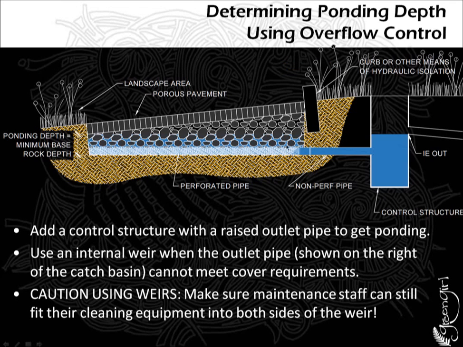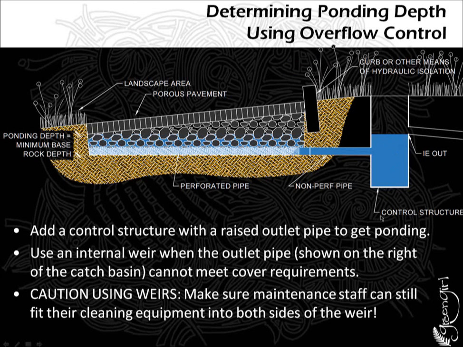We can have a control structure with this pipe here, or we might have a control structure with a weir. If I put this structure uphill, I've got enough cover on my perforated pipe, and I've got enough cover on my non-perf pipe that's overflowing out here because I happen to be uphill. I've got this depth of soil protecting the pipe. If I had to put this control structure downhill, I might not have enough cover on my outlet pipe, and I might have to use a weir here.